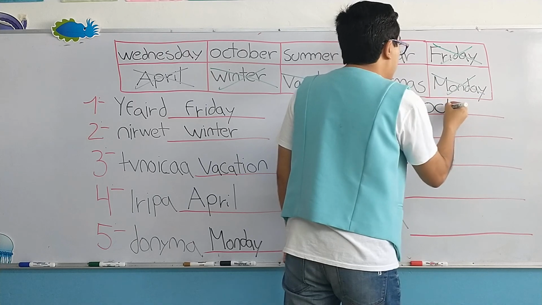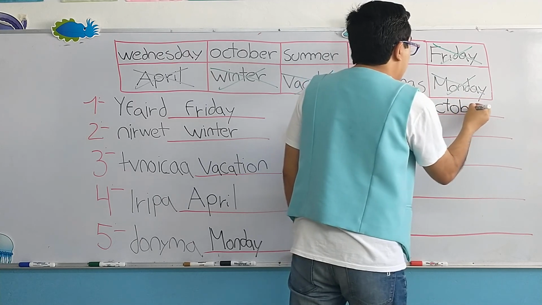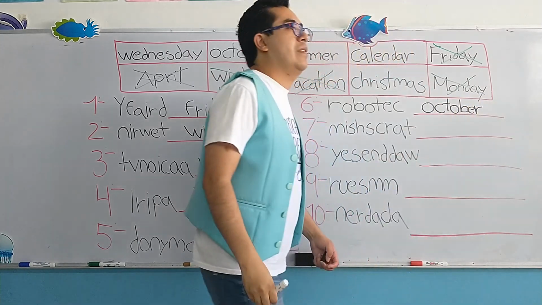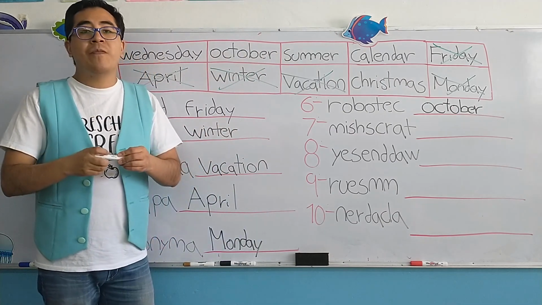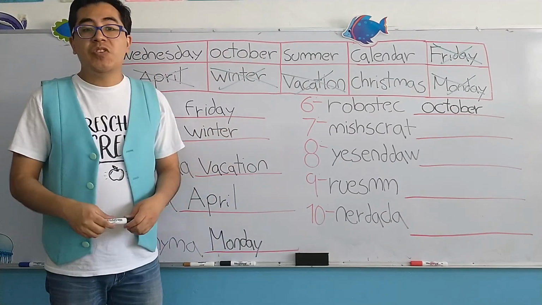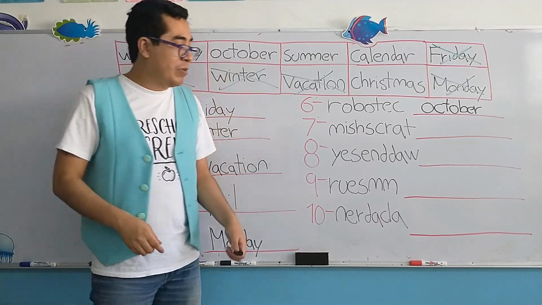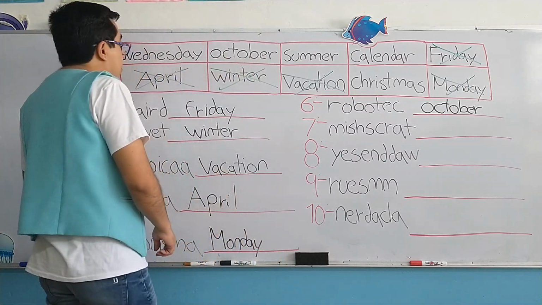Don't forget, my children, that October is part of the months of the year. For number 7, I forgot to put an X on this part.